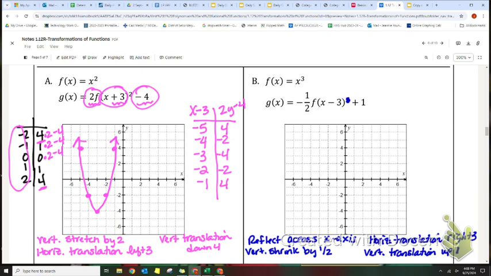All right, I'm going to use another parent table here to help me with my translation. So f of x cubed. I'm going to use those same x values, -2 to +2. And then I'm just going to cube each of those.